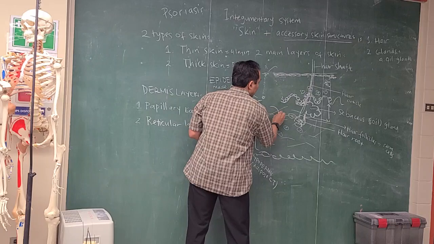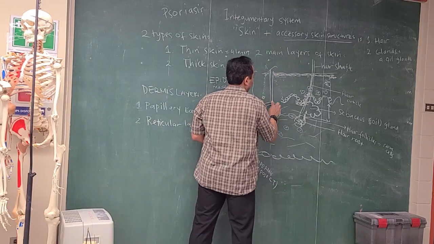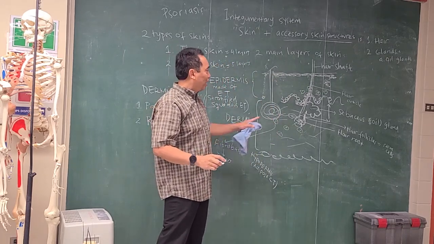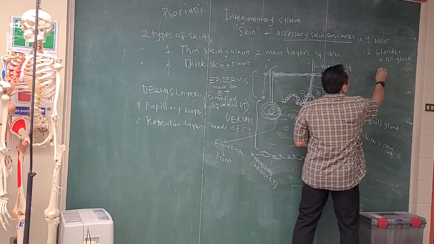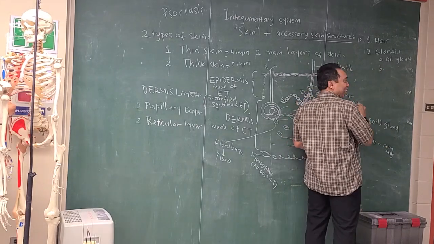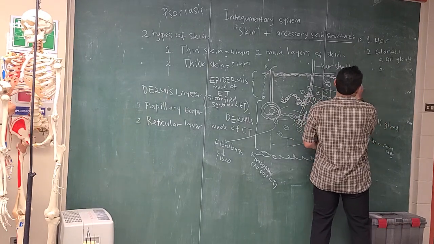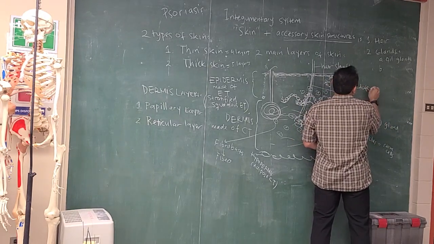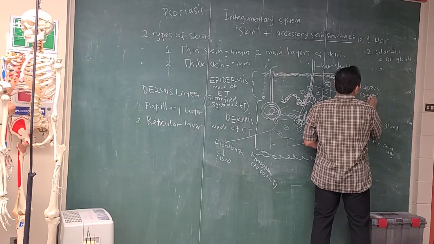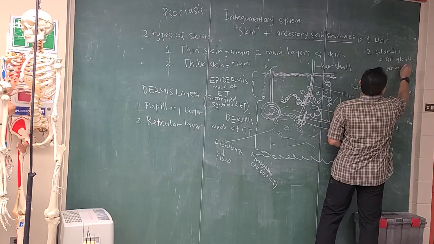The second, there is another gland that produces sweat outside your skin, outside your body. Now what do you call that gland? Sweat gland. Okay? Sweat gland is also known as sudoriferous gland. Sudoriferous or sweat gland. So the second one, sweat gland.